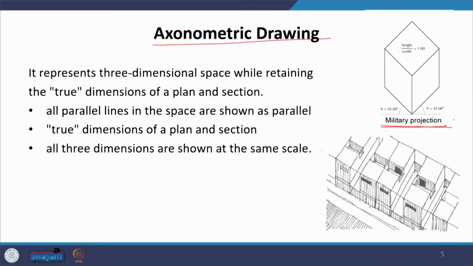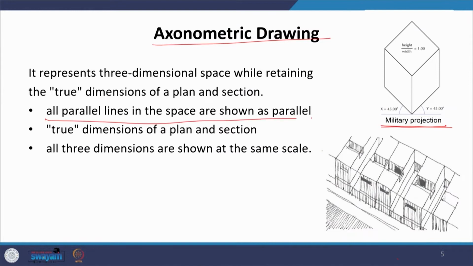But for ease of understanding and to make you more familiar with how we use these terms in practice, we will use it as axonometric projection only. But I want you to understand that this is not the only way in which axonometric drawings could be made. So, we have isometric, dimetric, trimetric, and we have this military projection as well.